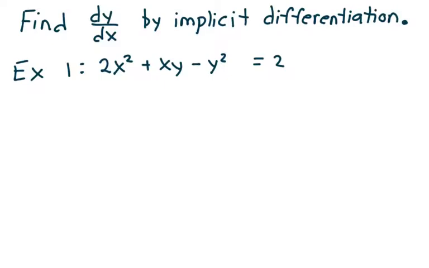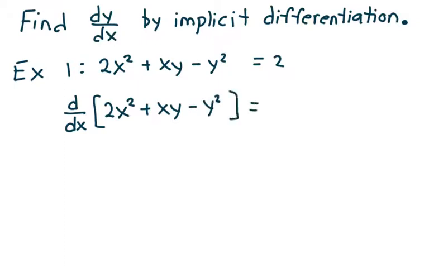So what I'm going to do is differentiate both sides with respect to x. So I'm going to take the derivative of the left side, which is the derivative of 2x squared plus xy minus y squared. And I'm going to set that equal to the derivative of the right side, which is 2. The derivative of a constant is 0. The derivative of 2x squared is 4x.